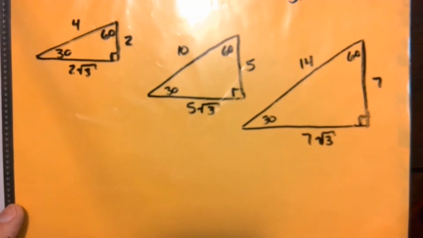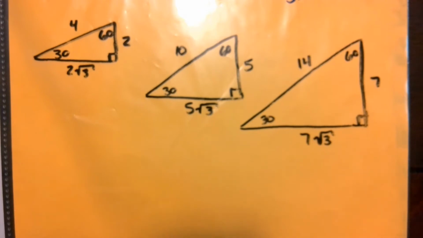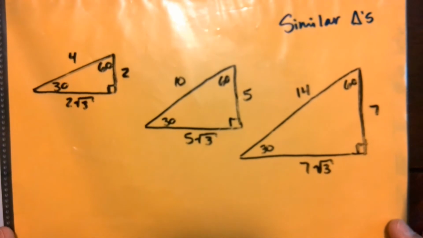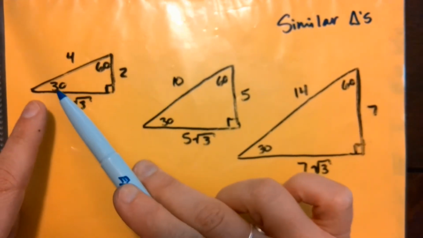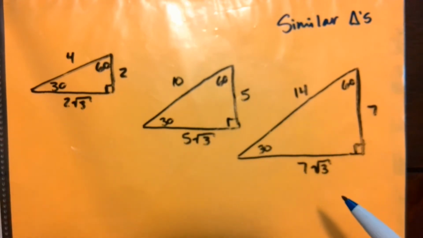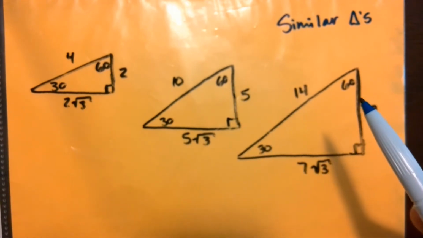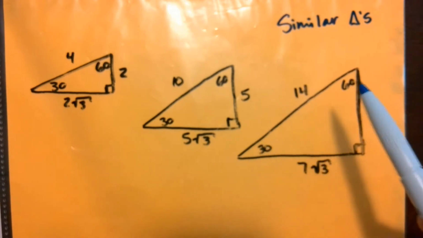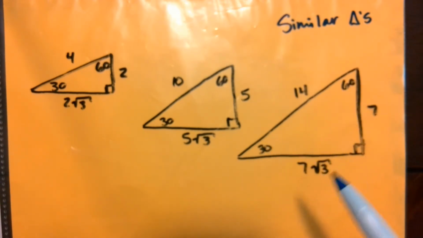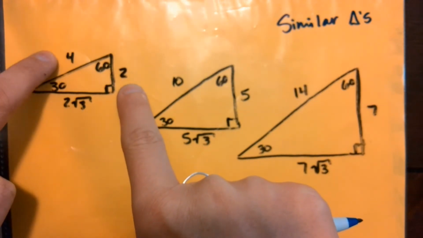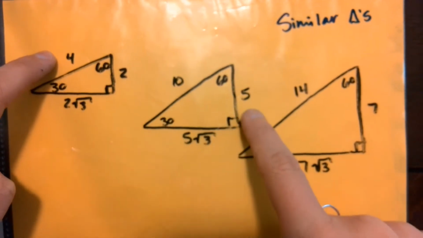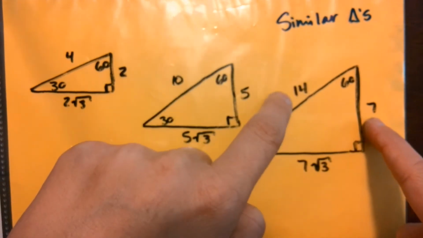So first I want to start with types of triangles that we have seen before. Each one of these is a 30, 60, 90 triangle. These are called similar triangles because they have all angles that are the same, they're each a 30, 60, 90. And in similar triangles, when they have the same angle measures, they also end up with sides that are proportional to each other. So notice on this one, the proportion of the short leg to the hypotenuse is always 1/2.